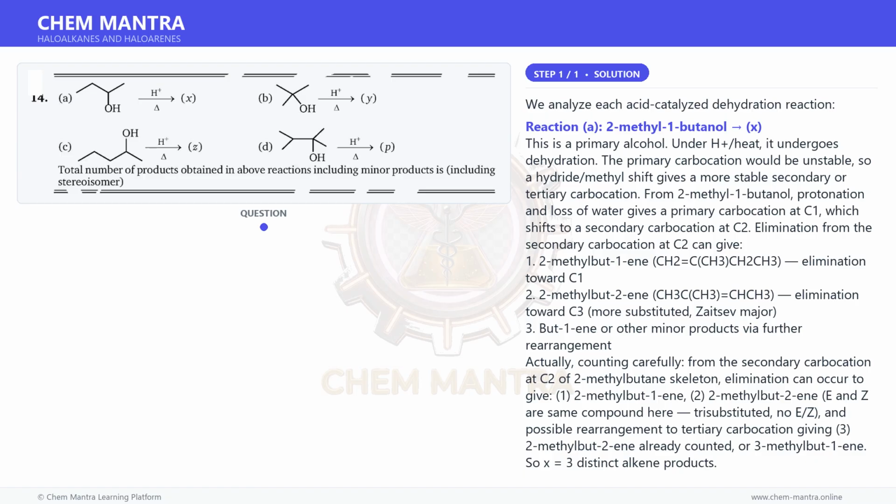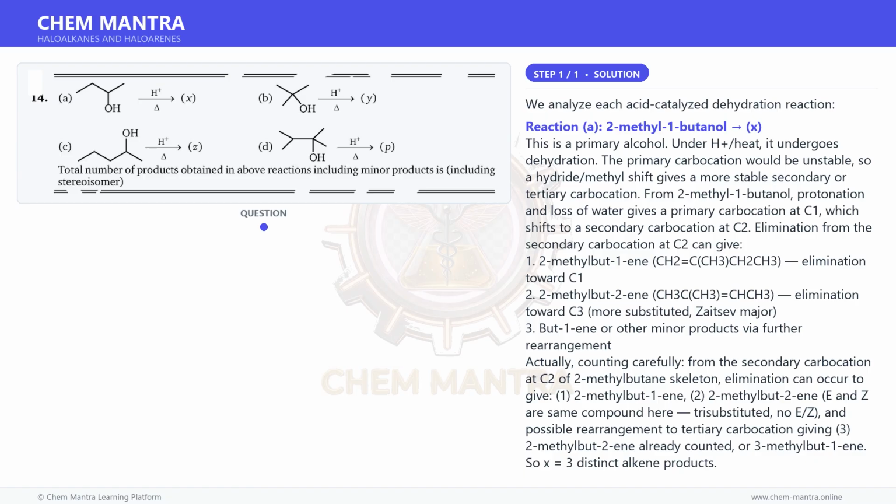Reaction C: 3-hexanol, Z. Secondary alcohol. Protonation gives a secondary carbocation at C3. Elimination can occur. Wait, carbocation at C3 of hexane, elimination toward C2 gives hex-2-ene, E and Z equals 2 products. Elimination toward C4 gives hex-3-ene, E and Z equals 2 products. But hex-3-ene E and Z are symmetric, so only one unique compound?